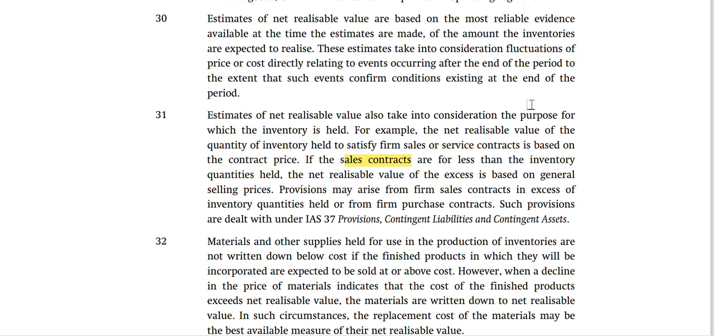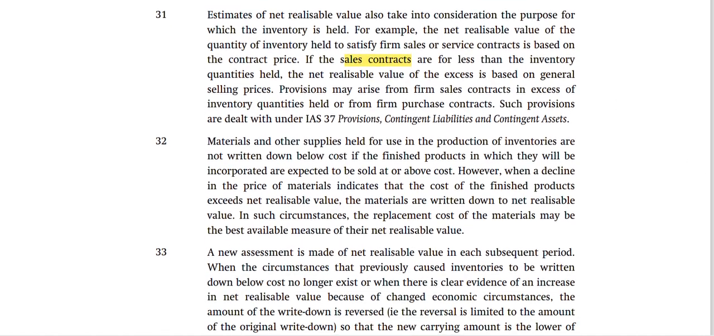If it happens that the sales price for the contract has declined or is less than what it cost the firm to create or buy this inventory, then it means that there is now an issue, and a provision has to be made.